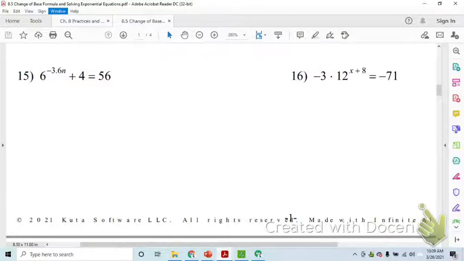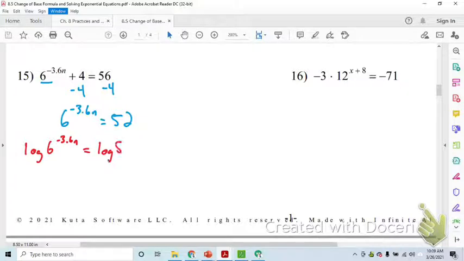let's get into it. The first thing we need to do is get this by itself. So I'm going to go ahead and subtract 4 from each side. When you do this, and these have a little extra step in them, you're going to be fine, I promise. So it'll be 6 to the negative 3.6n is equal to 52. Now we're going to take log of both sides. Okay, it's going to be all right. It'll be log of 6 to the negative 3.6n is equal to log of 52.